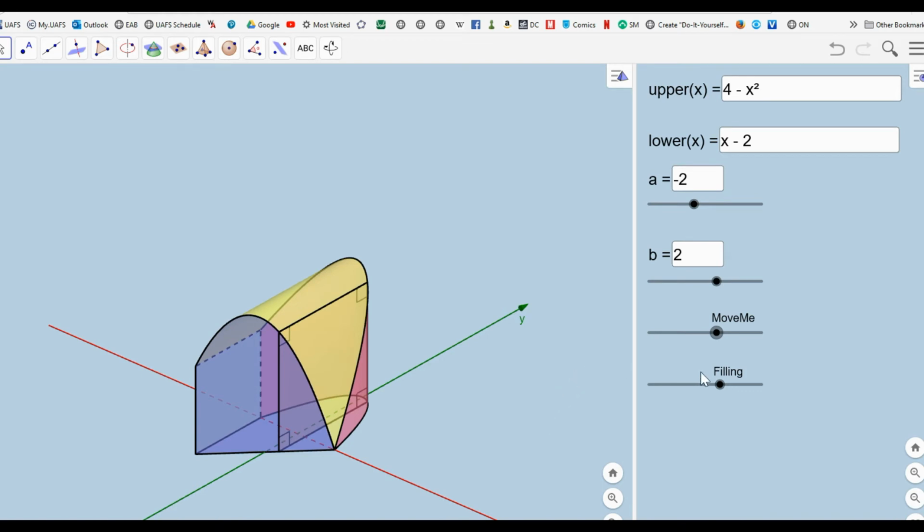Okay, so that gives you this. This little slider here will make it solid, where you can't really see the inside, all the way to completely transparent, where you can only see the slice.